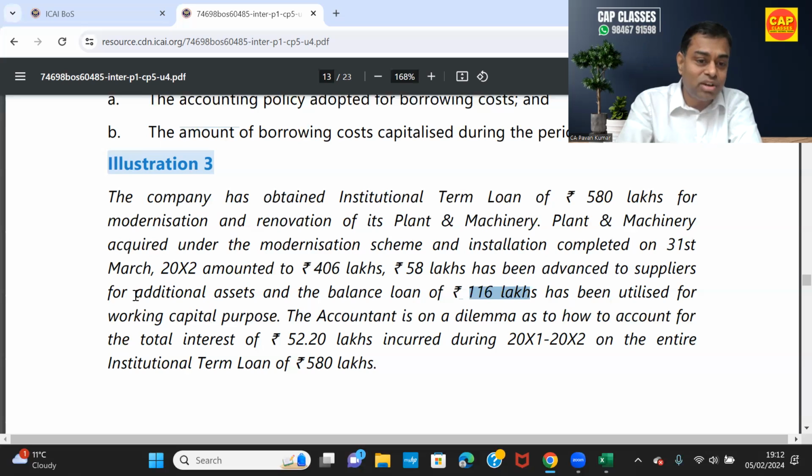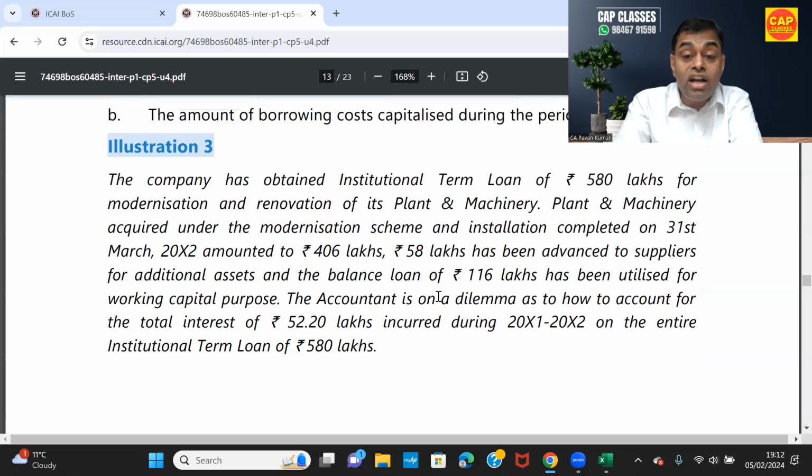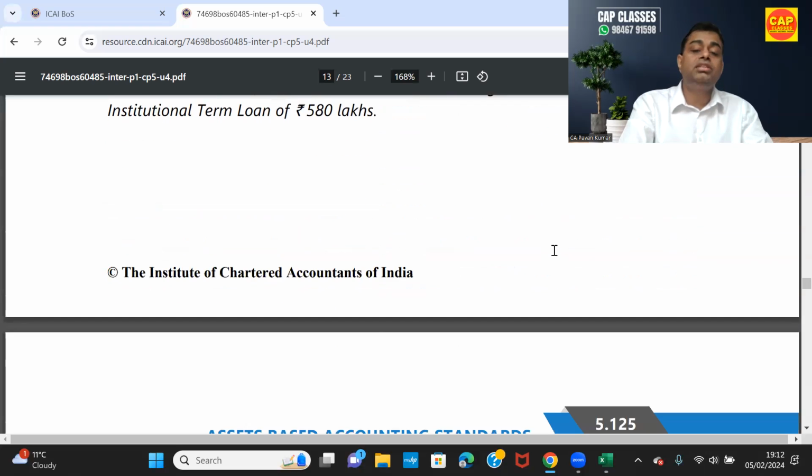So these are gray areas. This is where you need a lecturer. This is where you need practice. So 406 is a qualifying asset, 58 is not a qualifying asset, and 116 is working capital, which is also not a qualifying asset. Now the accountant is in a dilemma as to how to account for a total interest of 52.2 lakhs. Simple, like question number 1. How much of the amount is to be capitalized? Can I say 52.2 lakhs into 406 divided by 580 can be capitalized?